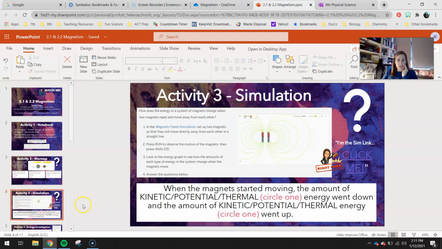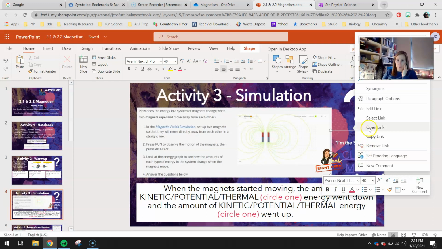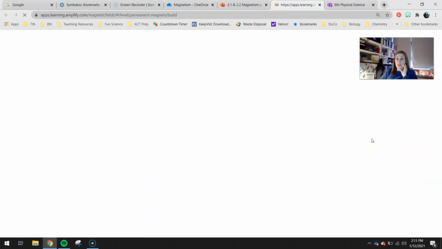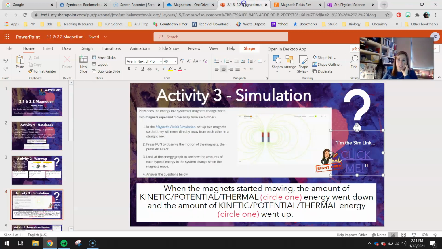Okay, moving on to the activity 3 simulation. Your link for the simulation is right over here. So again, you should be able to right click it and open link. It may have you log in through Clever. That's okay, that's normal. But if you've logged into Clever recently, it might just take you directly into Amplify. So your goal for this is to set up a system and observe how the energy changes in that system.